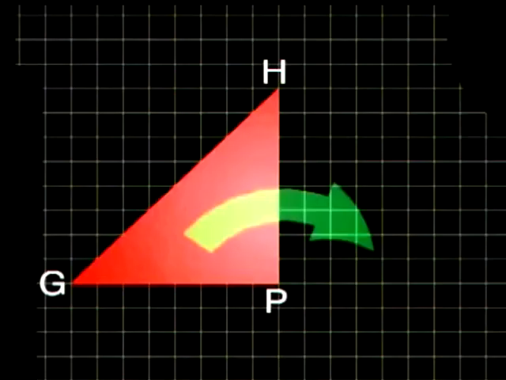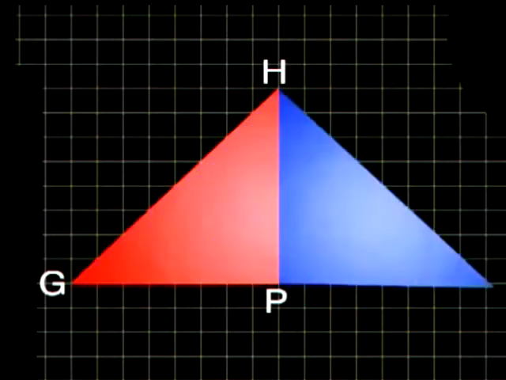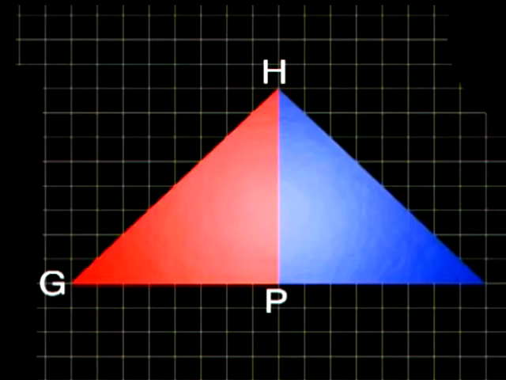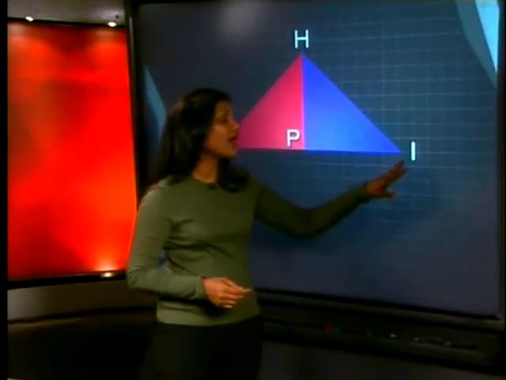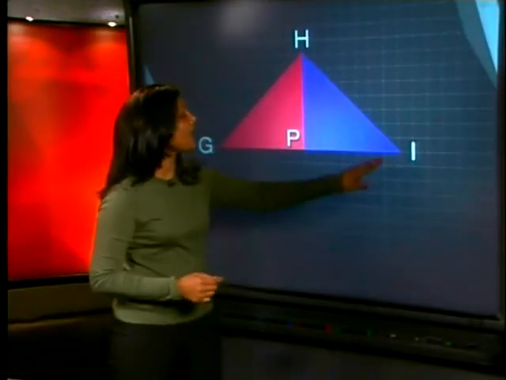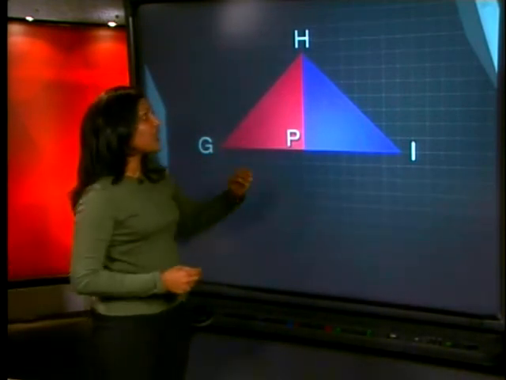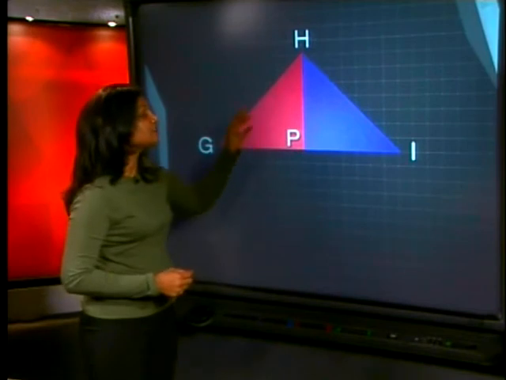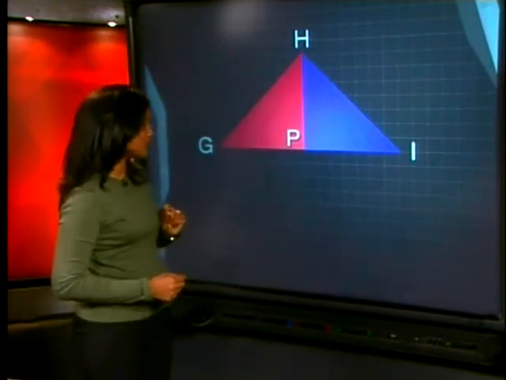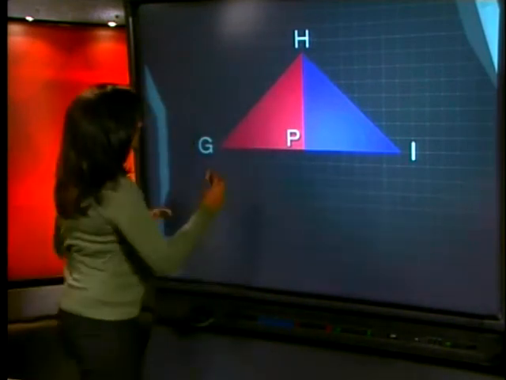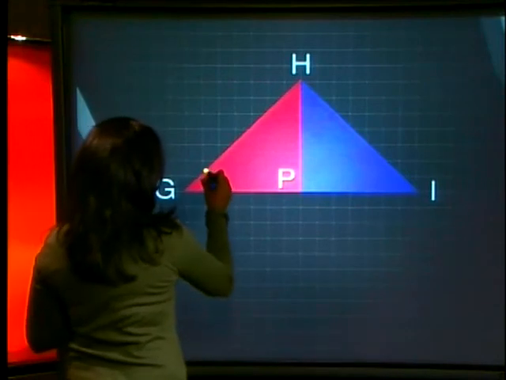Let's see what happens if we reflect triangle GHP using HP as the mirror line or line of symmetry. Let's call this new point here I. Do you see the triangle IPH is an exact image of triangle GPH, and because they're exact images, these two triangles are congruent to each other. Now let's mark this triangle with all the markings from before.